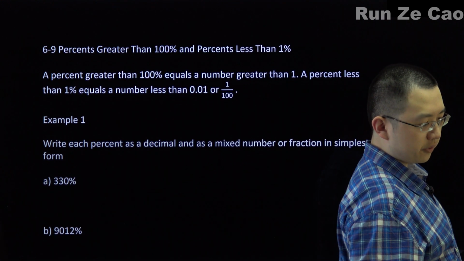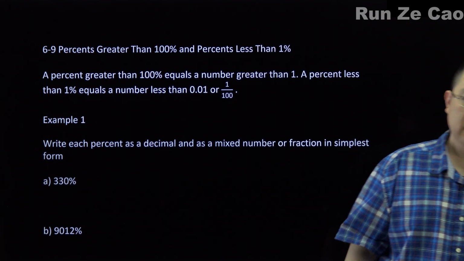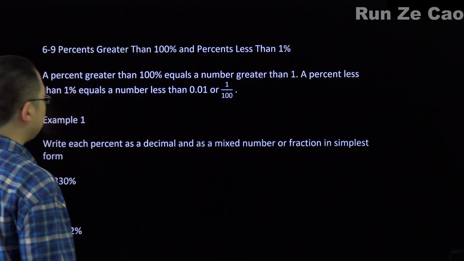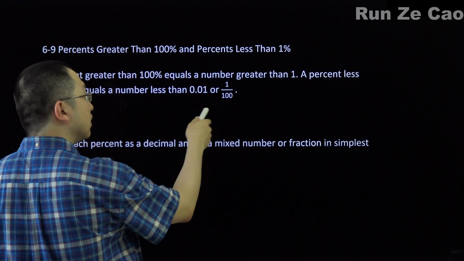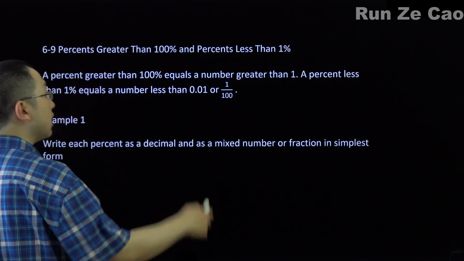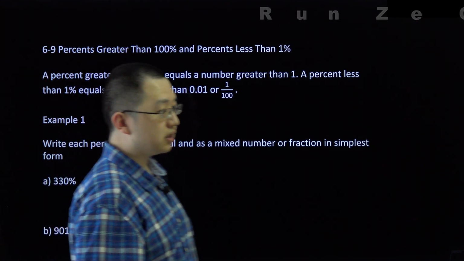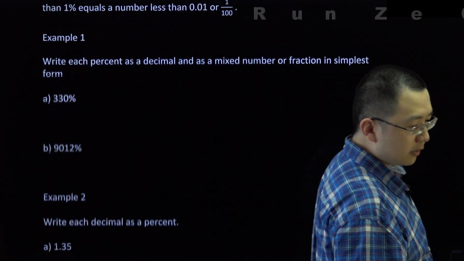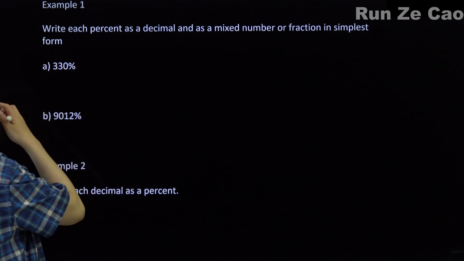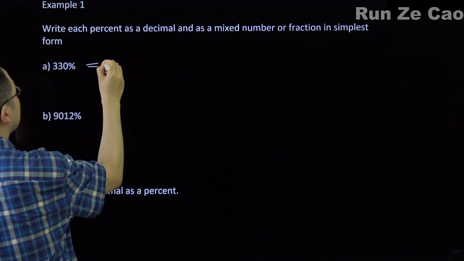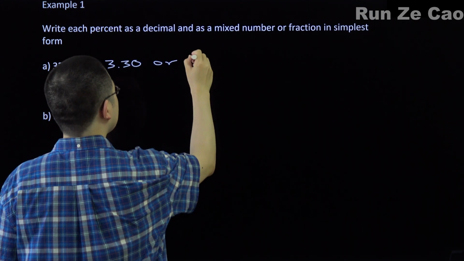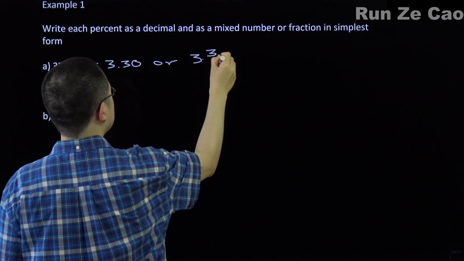Okay, what happens if you have a percent greater than 100% or percent less than 1%? Well, if it's a percent less than 1%, it's a number that's less than 1 in 100 or 0.01. If it's a percentage greater than 100%, it's a number greater than 1 because 100% is equal to 1. Write each percent as a decimal and as a mixed number or fraction in simplest form. 330%, that's equal to 3.30, or 3 and 3/10.